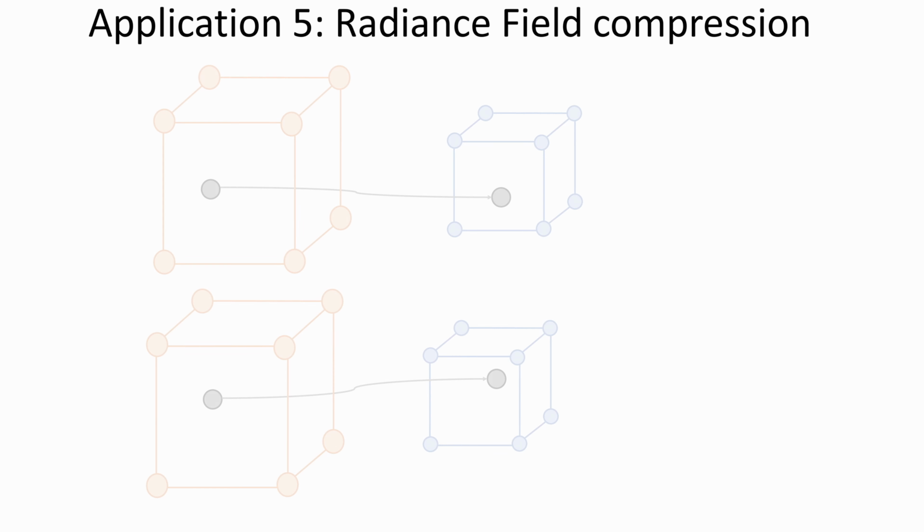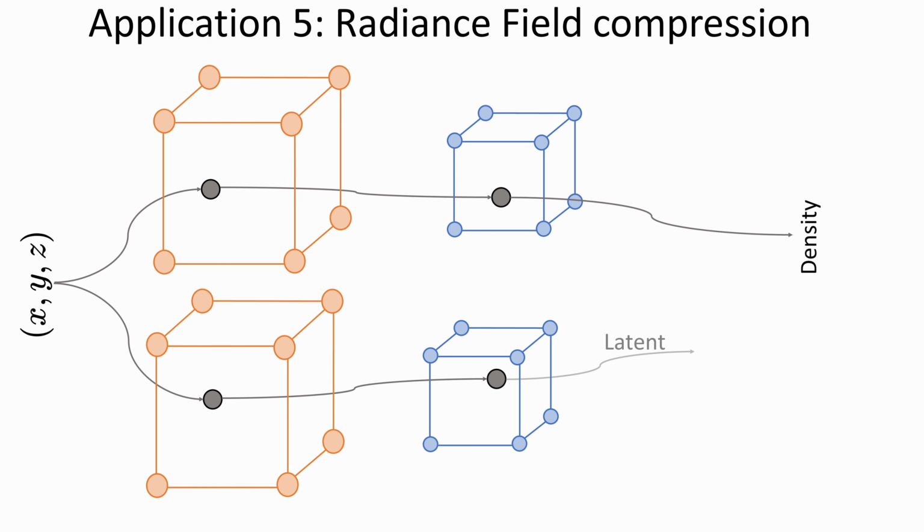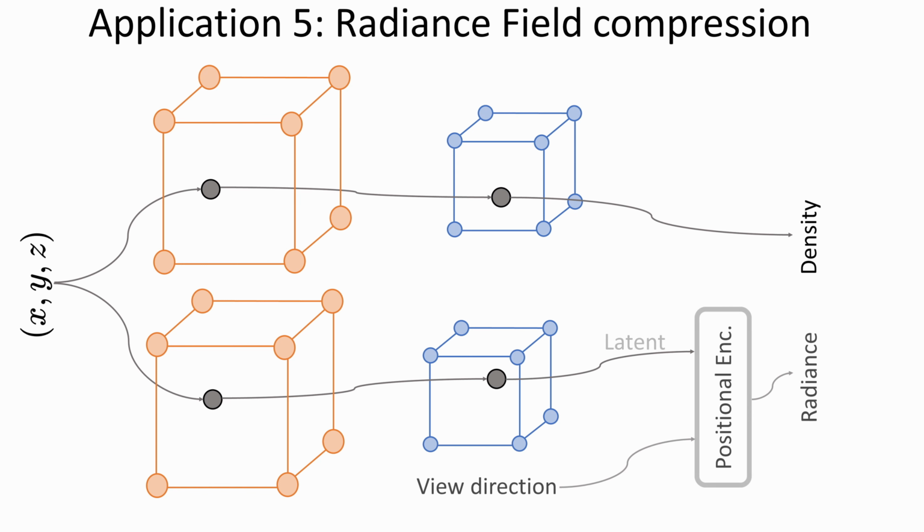We move to our final application in radiance field compression. Here, we use two independent networks to compress the density and the radiance field. Both networks are queried by a 3D spatial coordinate. One outputs a scalar density and the other a 12-channel latent vector. The latent vector is then combined with view directions using positional encoding to output a view-dependent RGB color.